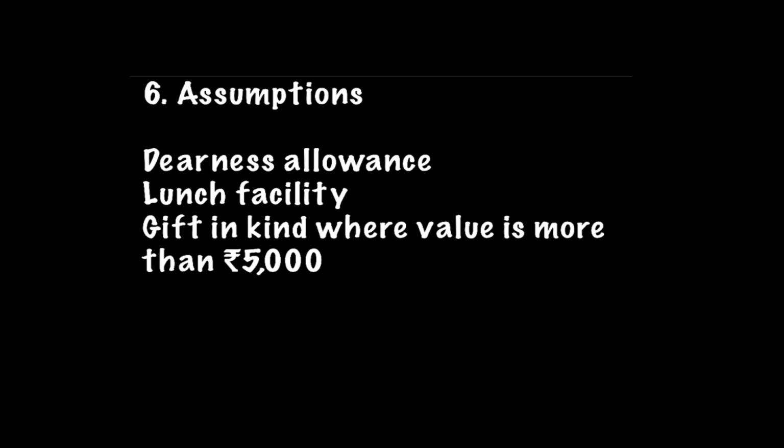some assumptions, and the 3 areas are dearness allowance, the lunch facility, and the gift in kind where the value is more than 5,000. Students, in dearness allowance, if they have not given whether it is in terms of employment or not in terms of employment, then I have seen that generally ICAI assumes that the dearness allowance is not in terms. So you also have to assume that the dearness allowance is not in terms. Now a question may arise to a student: sir, if I assume that it is in terms, will I get it wrong?